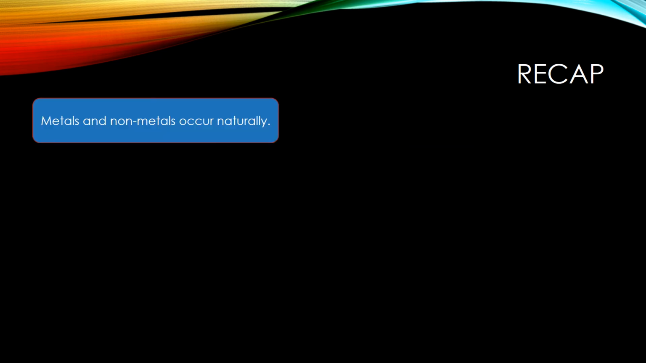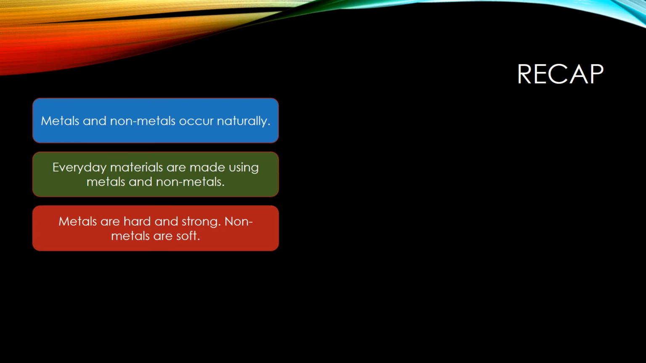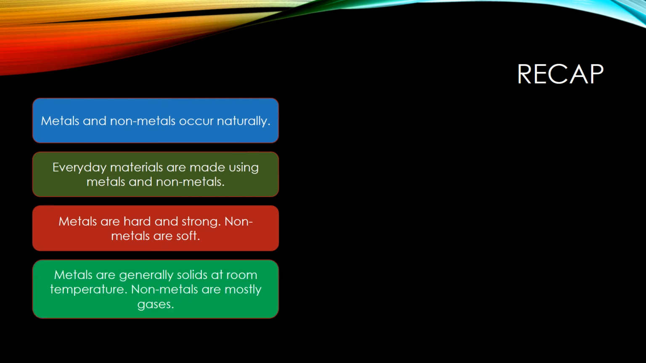Let's recap. Metals and nonmetals occur naturally. Everyday materials are made using metals and nonmetals. Metals are hard and strong, nonmetals are soft.